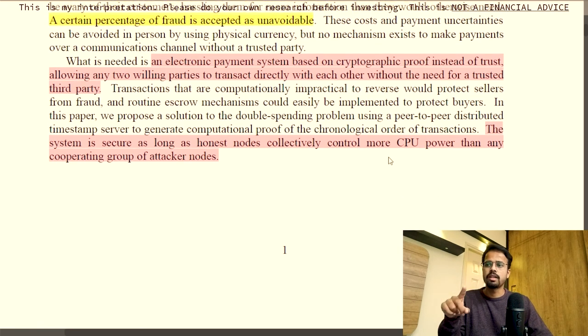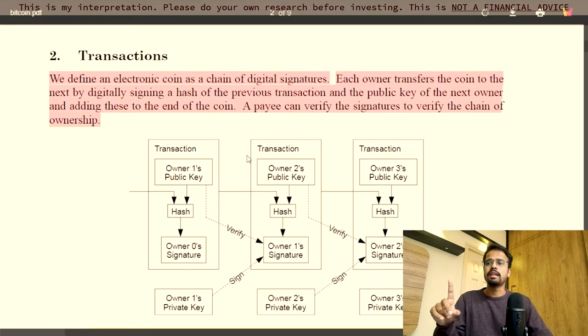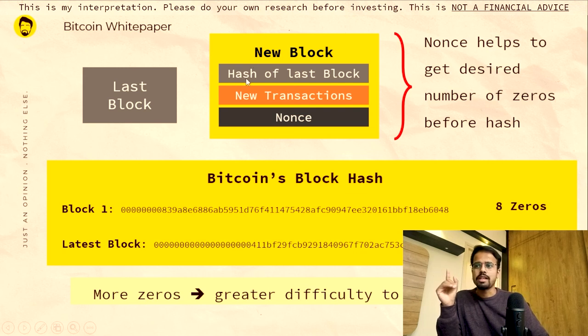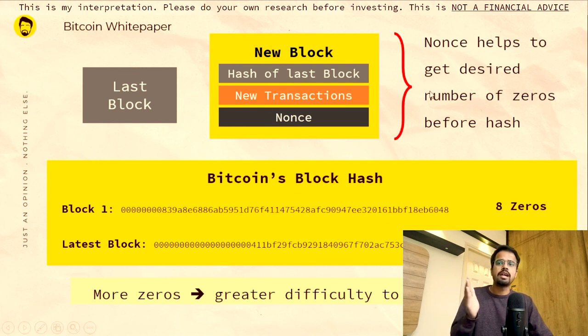The whole system was working on a proof of work consensus mechanism where the node which controls more CPU power gets to generate the new block, and the whole system works in a block system where each block has a few pieces of information. Each block has the hash of the last block, the list of new transactions, and a nonce. This hash of the last block connects the two blocks together and they are linked. If you change something in this block, you will have to change all the other blocks after this, because this block's hash will be used to compute the hash of the subsequent block.